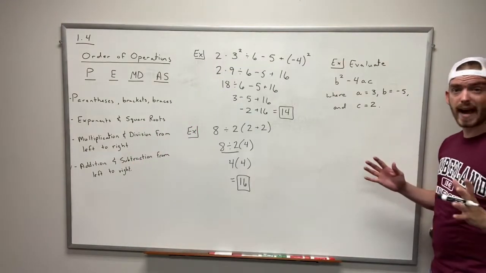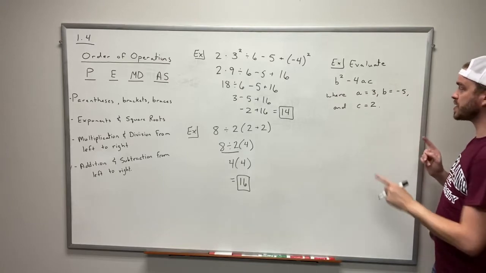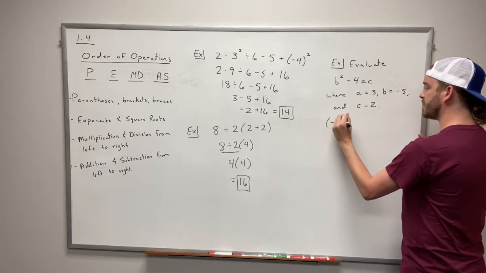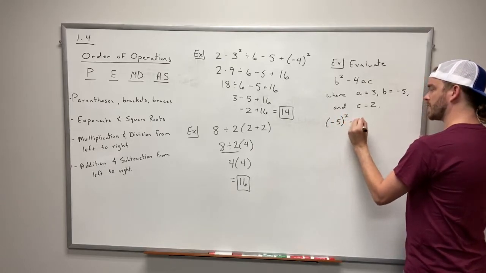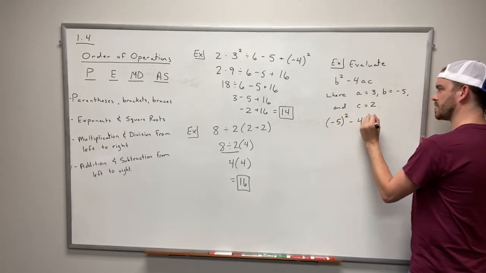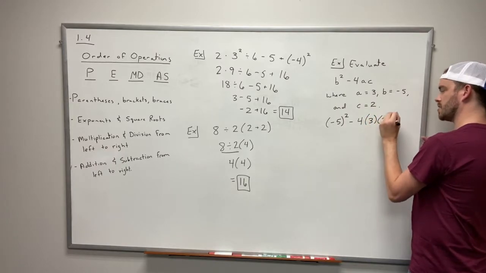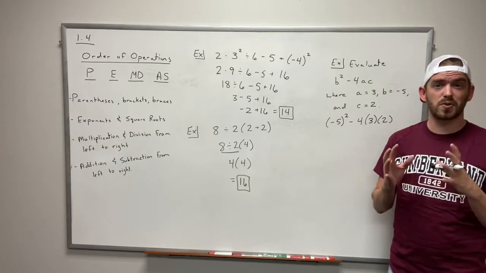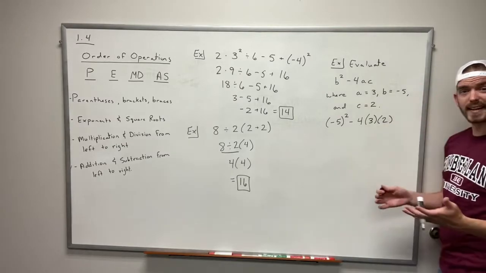All right. So we have b squared minus 4ac. Let's replace those and put the values in. That's going to be in parentheses negative 5 squared minus 4 times 3 times 2. So you can see that when we substituted, we put everything that we substituted in parentheses. That's very important. And now we simplify.